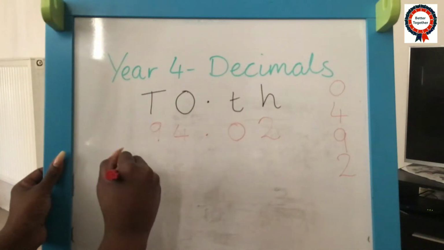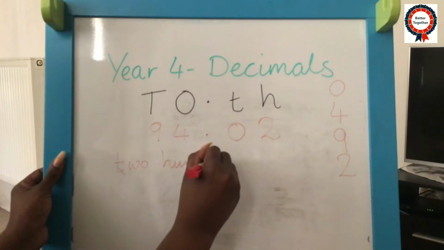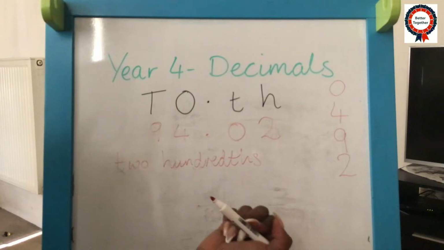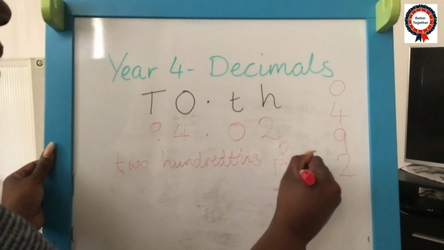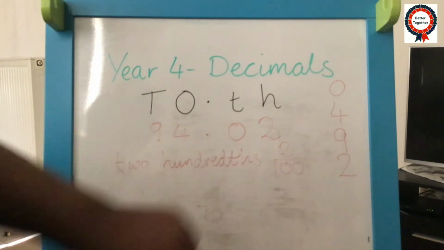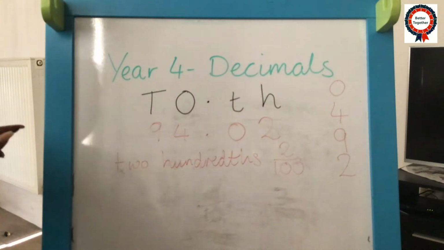How would I write that down? 2 hundredths. And then how would we write that as a fraction? How else could we represent that part of the number? 2 hundredths. We've got 100 equal parts, but we have 2 of them. 2 hundredths. So that's a different number that we could have come up with.